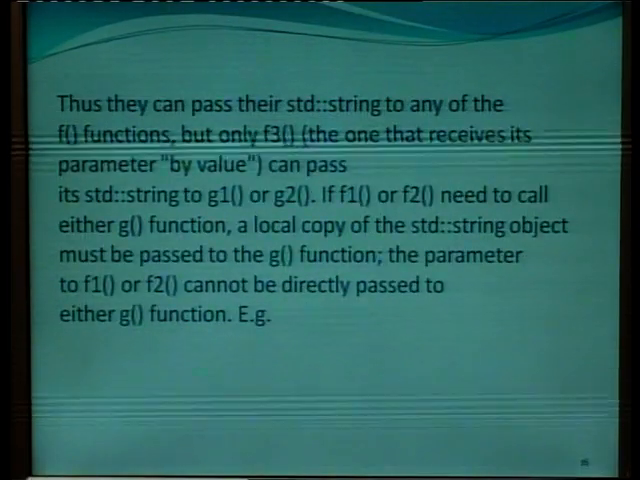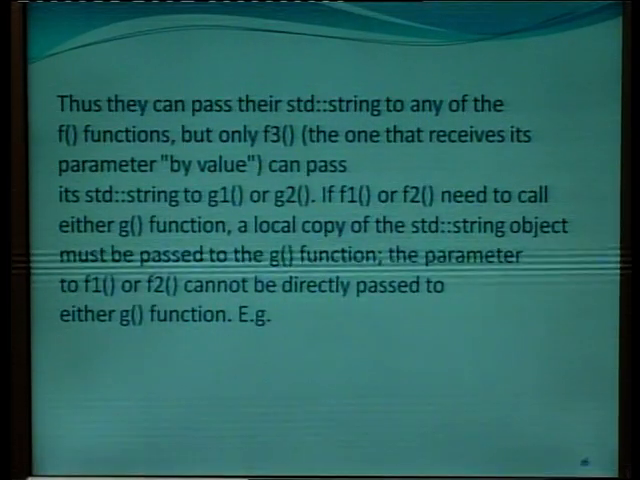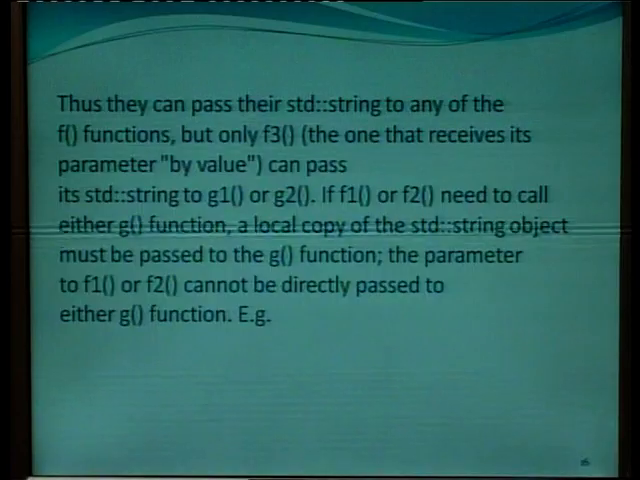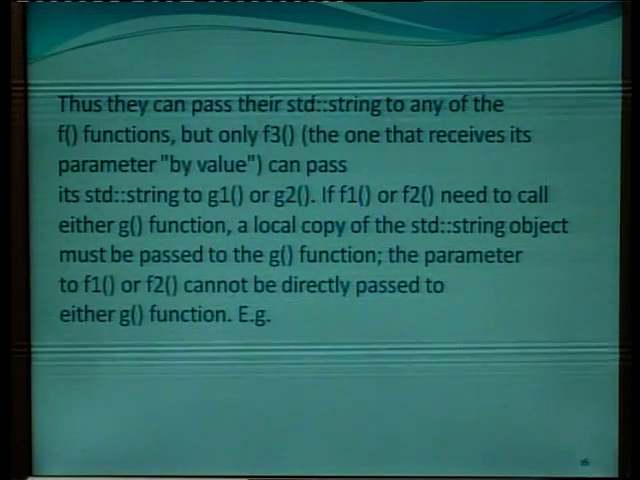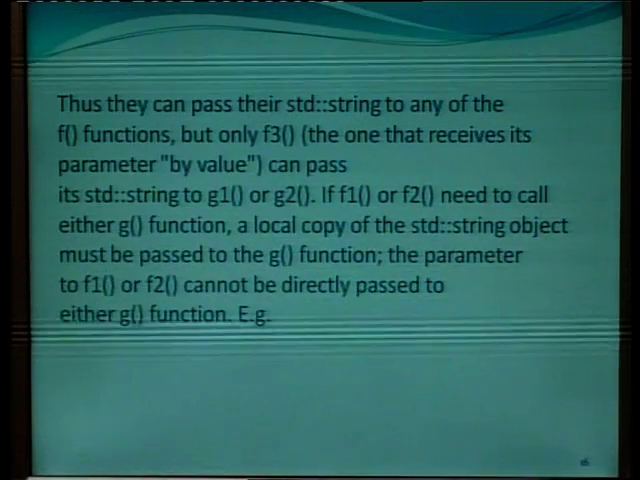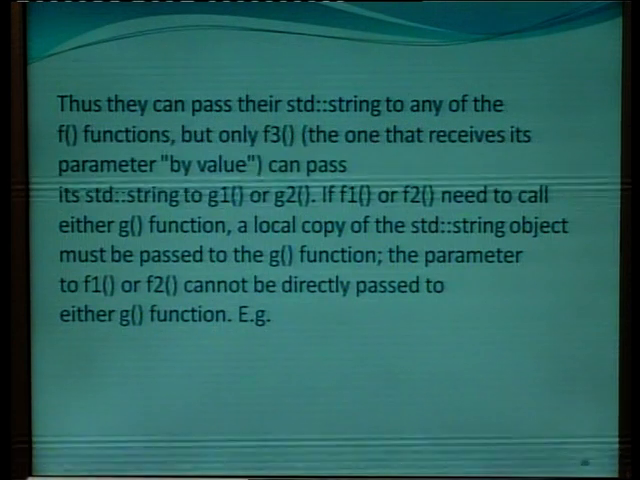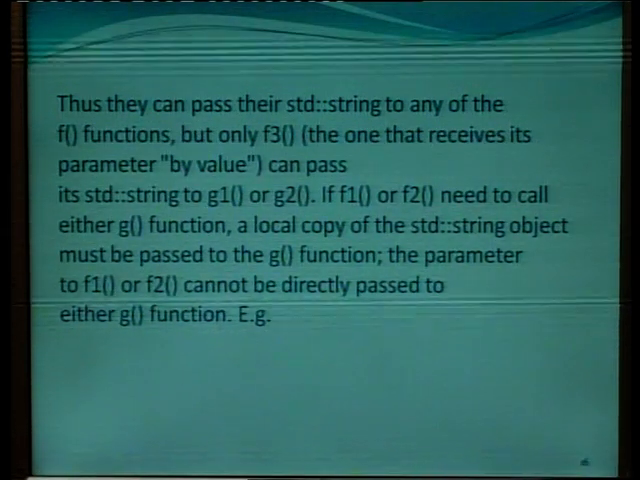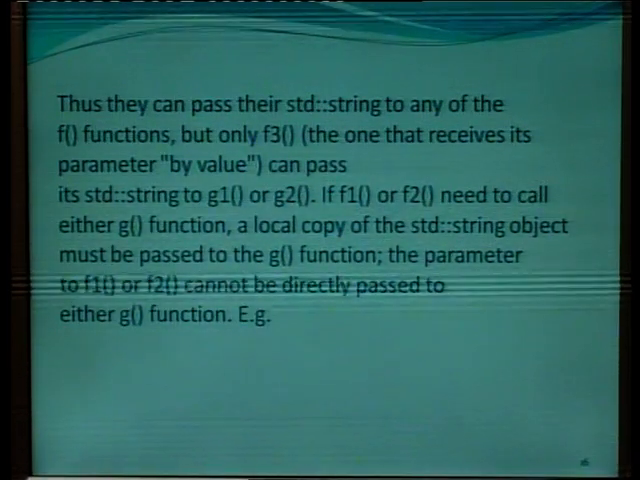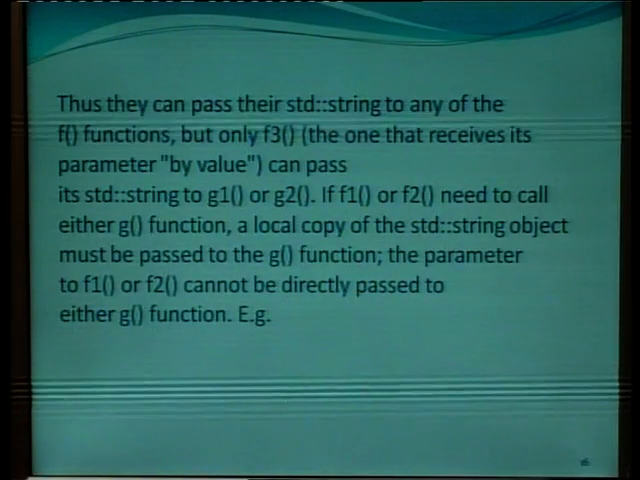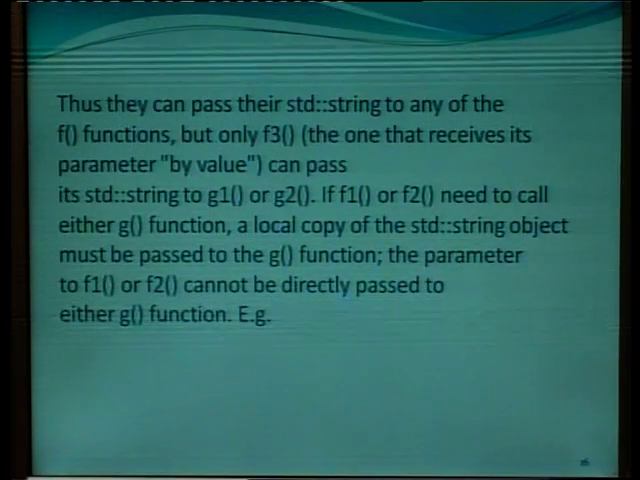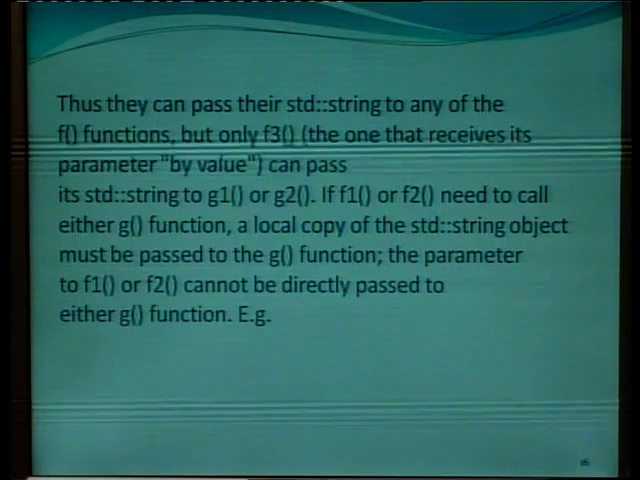Thus, they can pass their standard string to any of the functions, but only f3, which receives its parameter by value, can pass its standard string to g1 or g2. If f1 or f2 need to call either g1 or g2, a local copy of the standard string object must be passed to the g function.